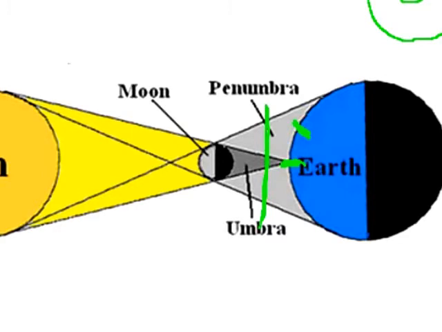The shadow comes racing across the Earth's surface, and a person can be standing in the umbra for a maximum of 7 minutes. There are actually 3 types of eclipses, and we'll get to the third one momentarily. Partial and total.